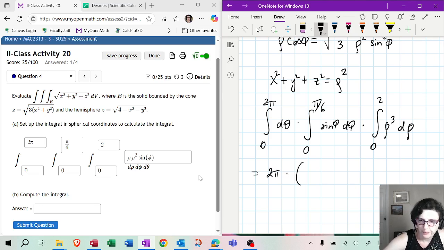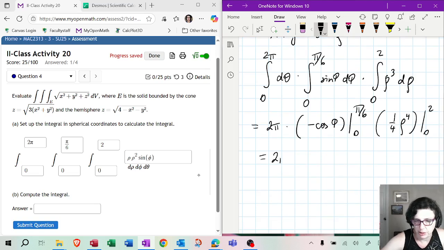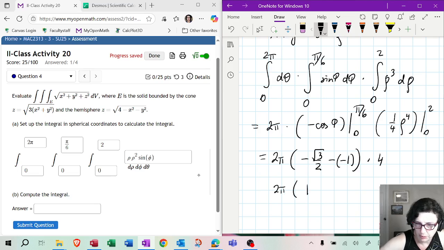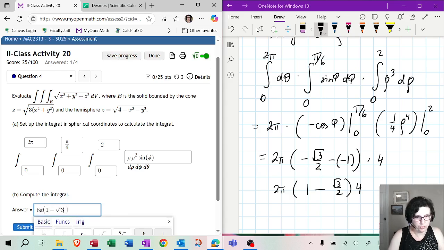The first integral is easy, that's just 2 pi. The integral of sine phi is negative cosine phi, so we evaluate from 0 to pi over 6. And the last integral is 1/4 rho to the 4th, substituting 0 to 2. Cosine pi over 6 is square root of 3 over 2. Cosine of 0 is 1, so we're subtracting negative 1 here, giving a plus 1 minus square root of 3 over 2. And 2 to the 4th is 16 over 4, so that's 4. The whole thing is multiplied by 4, so I think this is going to be 8 pi times 1 minus square root of 3 over 2.